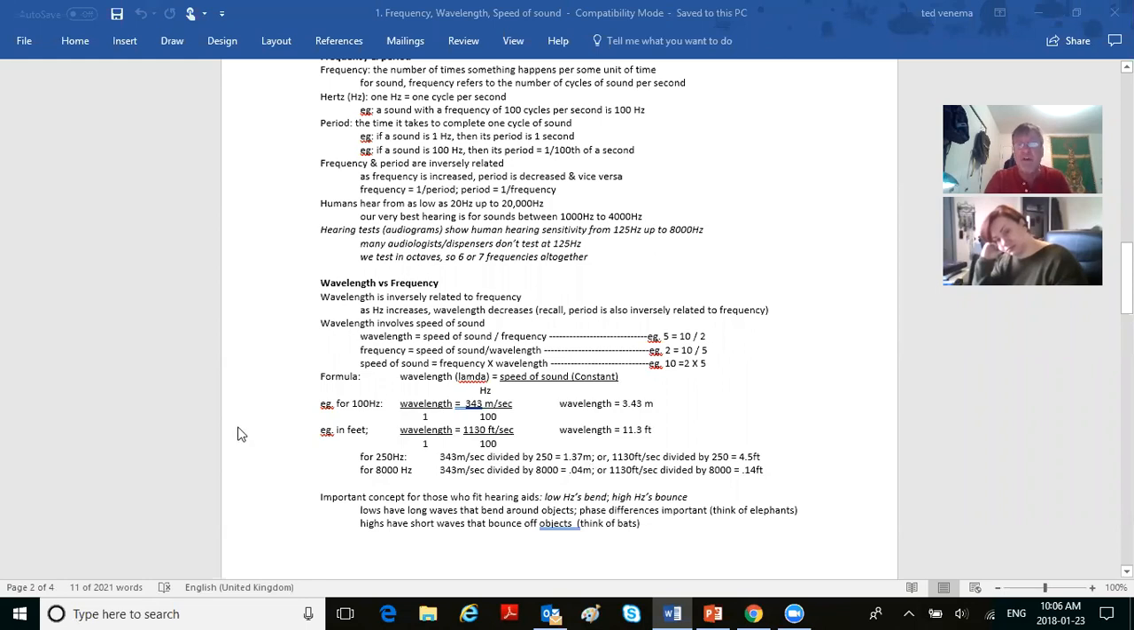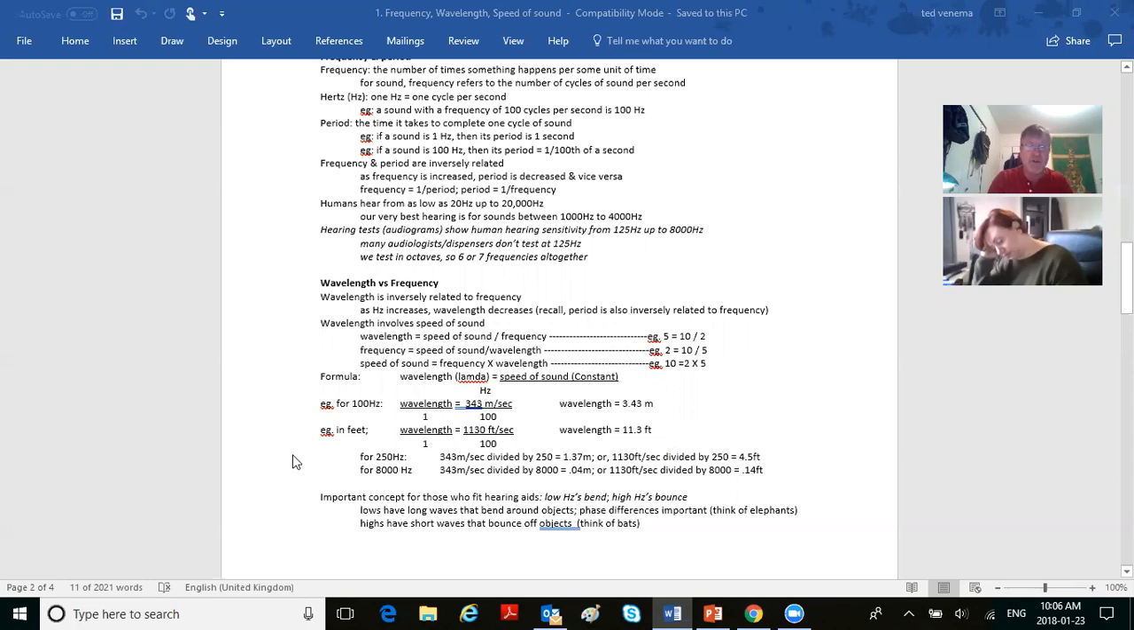Wavelength equals 1,130 feet per second, because that's the speed of sound in air in terms of feet. 343 meters per second in feet is 1,130 feet per second, divided by 100. Well, that's 11.3 feet. Told you, it's over 10 feet long. So in terms of feet, 100 hertz is 11.3 feet long. In terms of meters, it's 3.43 meters.